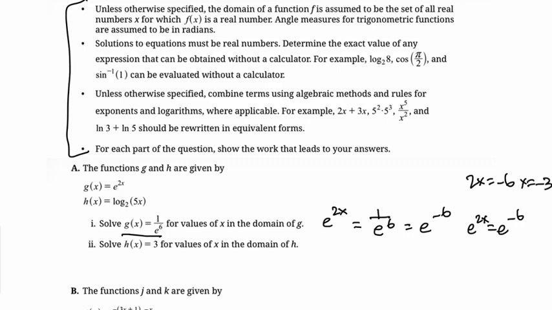For part 2, we just have to solve h of x equals 3. So log base 2 of 5x equals 3. Then you just put 2 to the power of this. So 5x equals 2 to the third power, and 5x equals 8. x equals 8 over 5.